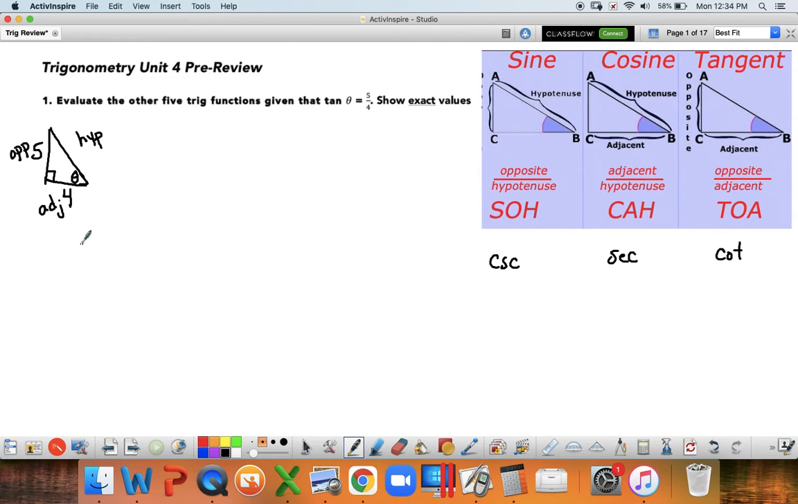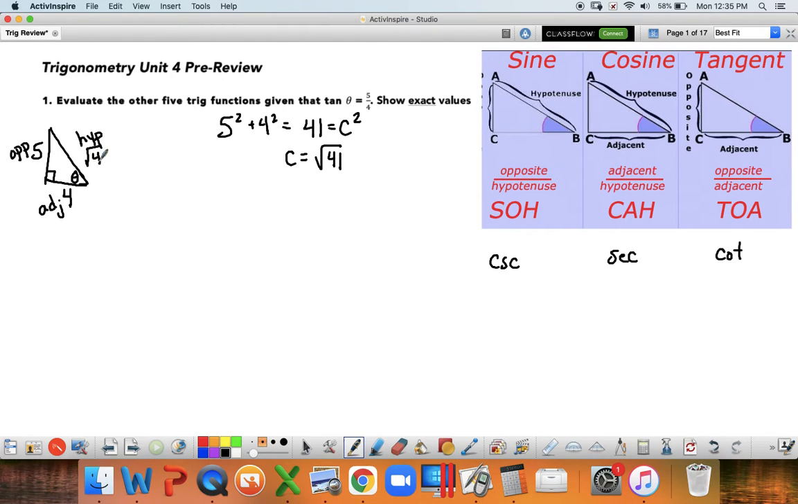Now what I have here is a missing hypotenuse. I don't know what that is. I was hoping it was a 3, 4, 5 right triangle, and I would have made this nice and easy for us, but it's not. So in order to find the hypotenuse, I have to do the Pythagorean theorem. So I have to do 5 squared plus 4 squared. I get 41, and that's equal to my c squared value. So therefore my hypotenuse, or my c value, is the square root of 41.